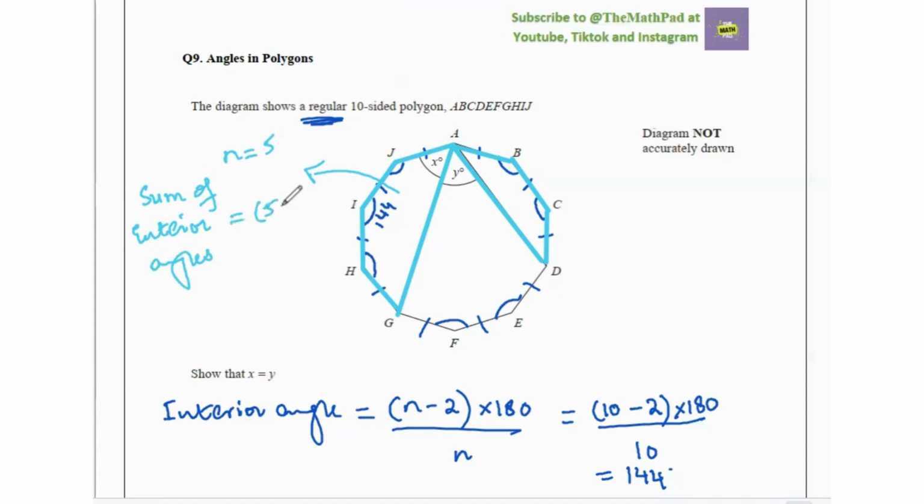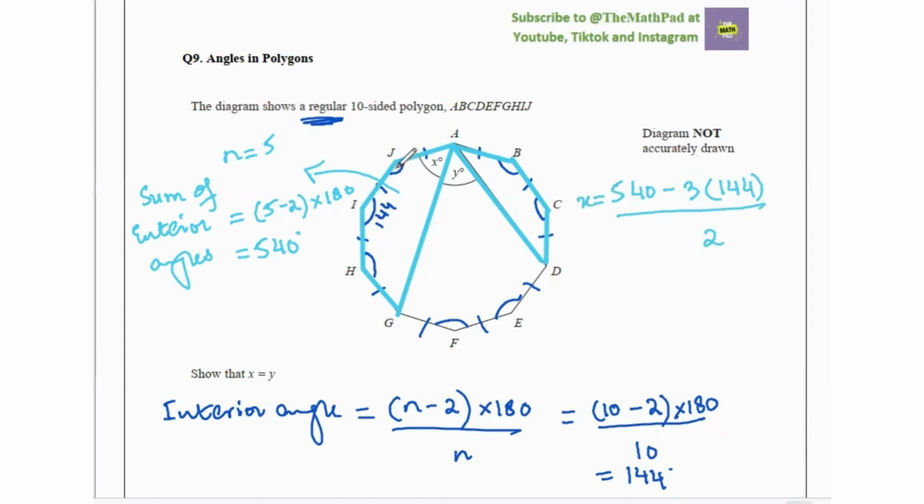That's going to be 5 minus 2 times 180, which is going to give me 540 degrees. So from 540, if I subtract the three 144s and divide it by 2, that would give me the value of x. So 540 minus 3 times 144, divided by 2, equals x.